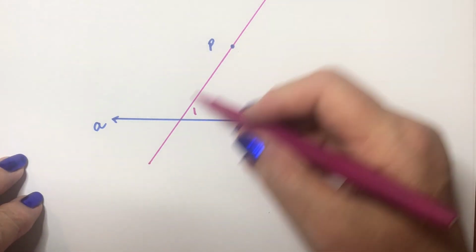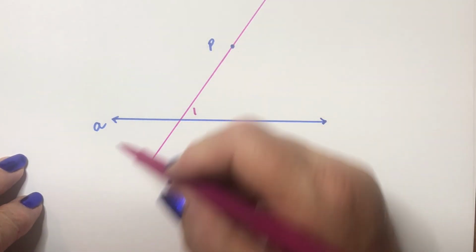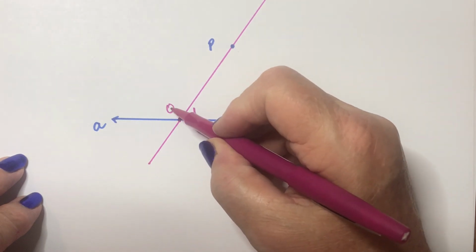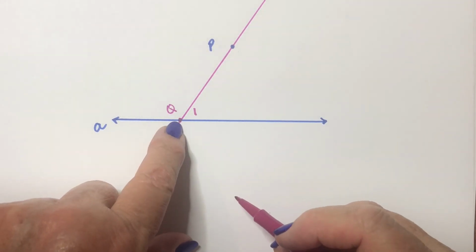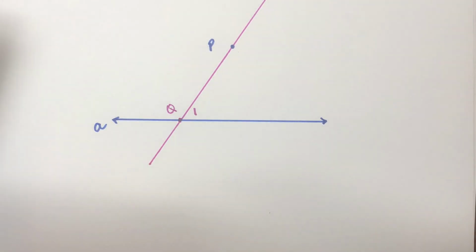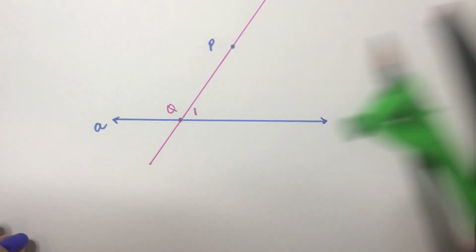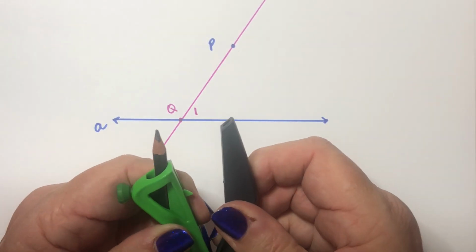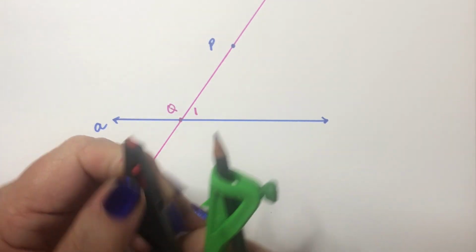So once I had this line that went through point P and intersected line A, it intersected at this point, which I'm going to call Q. Okay, that's the point of intersection. That's the vertex of angle 1. And what I'm going to do is I'm going to copy angle 1. To copy an angle, we're going to need our compass. So we want our compass to be open a comfortable distance, about that.